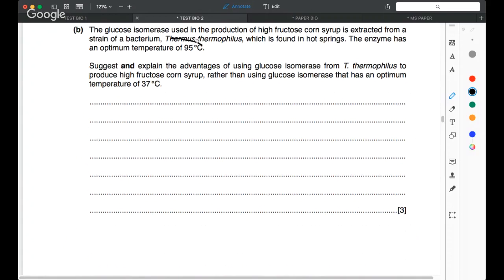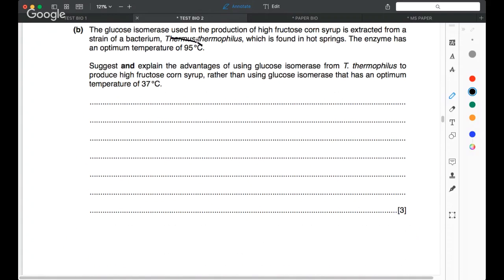Yeah, good. So key terms here, denature. You could talk about Vmax if you wanted to say that. Thermophilus would be able to achieve a higher Vmax because it can operate at higher temperatures. And then you talk about the advantages in terms of yield, so you can produce more high fructose corn syrup faster. Or like more enzyme substrate complexes form. Yeah. What are the marking points?